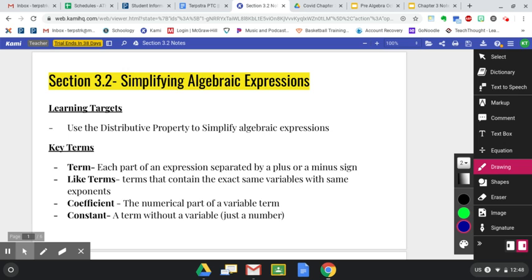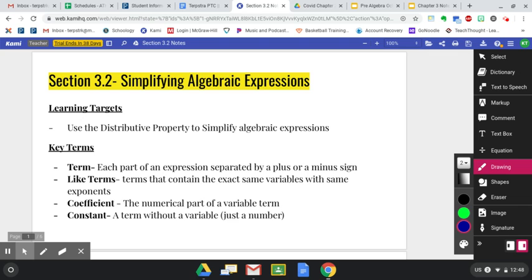All right, pre-algebra students, we are going to get into section 3.2. It's building upon our simplifying that we've talked about a little bit in chapter 1 and chapter 2. We're going to specifically work on algebraic expressions, or expressions that have variables in them. We're going to apply what we learned from 3.1 with the distributive property, and we're going to use that to simplify our algebraic expressions. Remember, simplify just means to write in the simplest form, meaning combine terms that are like terms, and we'll see how we use the distributive property to help simplify as well.